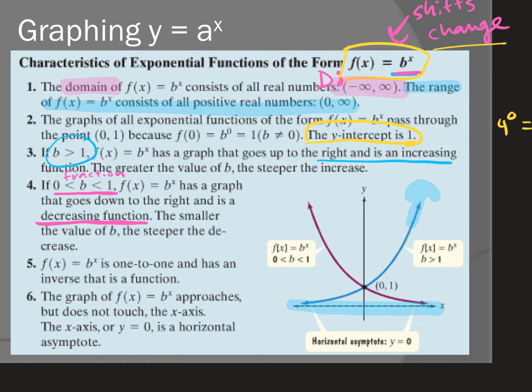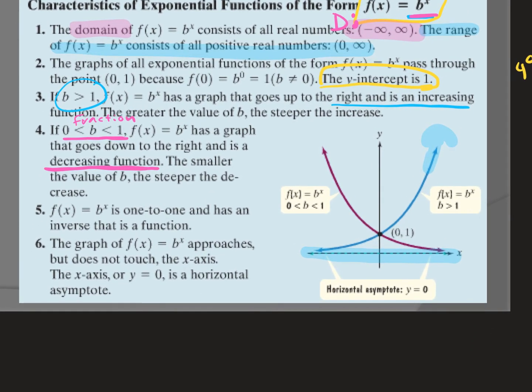And then lastly, let's look at number 6. It says the graph of f of x is equal to b to the x approaches but does not touch the x-axis. The x-axis, or y equals 0, is a horizontal asymptote. So we get really, really close to the horizontal line y equals 0, but we never touch. So that goes for increasing or decreasing. We get really, really close to the asymptote, but we're not going to cross it.